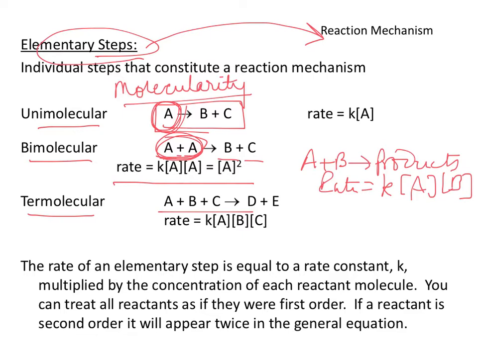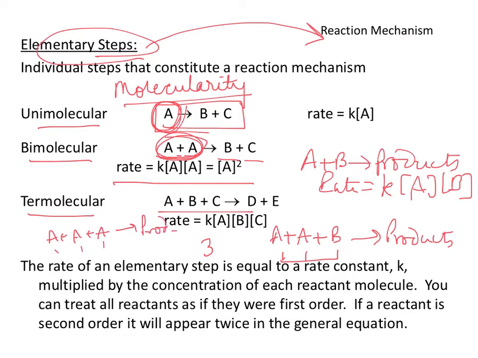Some other kinds of reactions one can write: if you have 2A plus B, so A plus B giving you products, that's 1 molecule, 2 molecules, 3 molecules. This must be a termolecular reaction. Likewise, if you have A plus A plus A giving you products, again we have 3 molecules, and so we should call it a termolecular reaction. So really, all you have to do is count the number of molecules that are participating in the reaction, and that will give you the molecularity of the reaction.